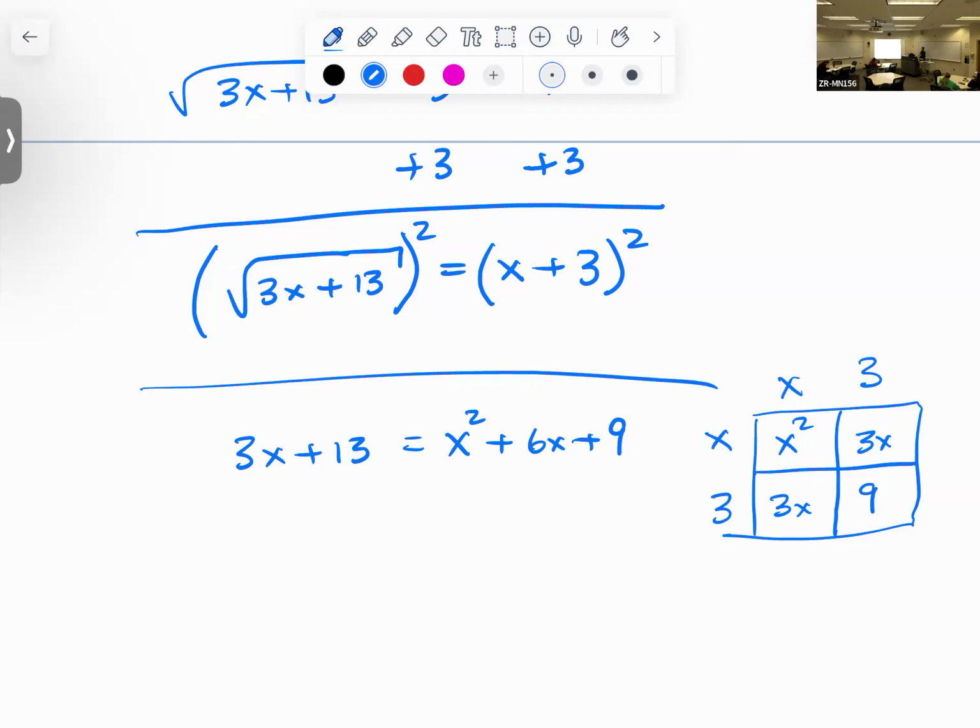Okay, so I have my box, I have it multiplied out. Now I have this equation. Notice the radicals are gone, but this is not solved. So what do we need to do? Well, we need to isolate x.